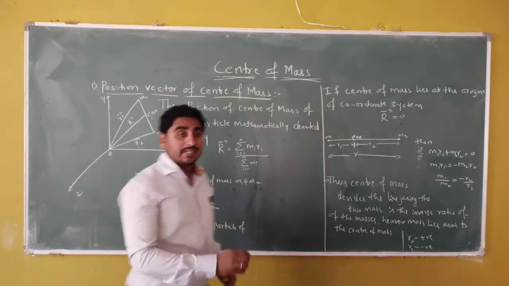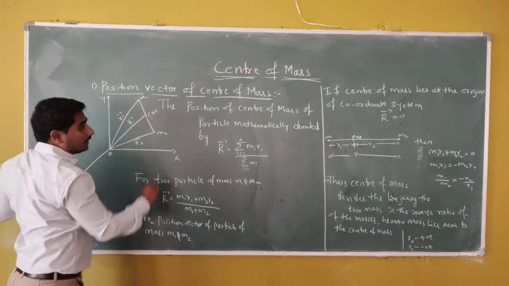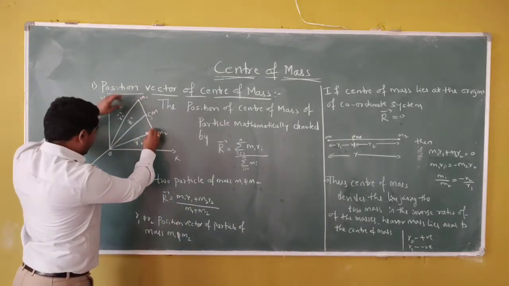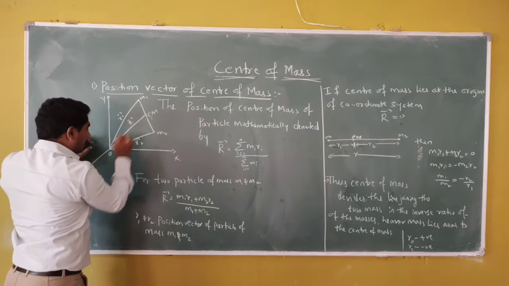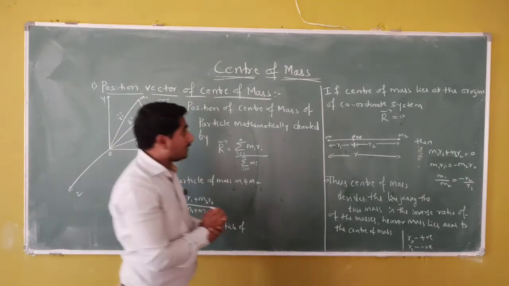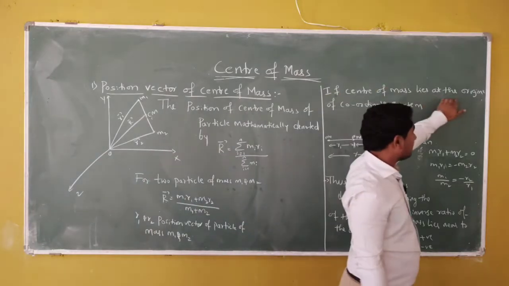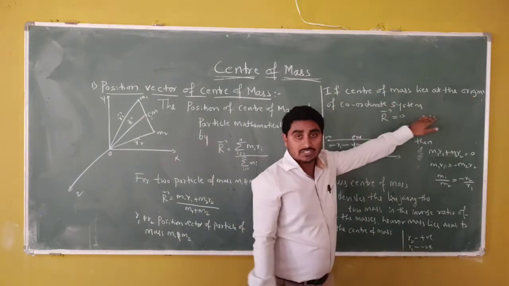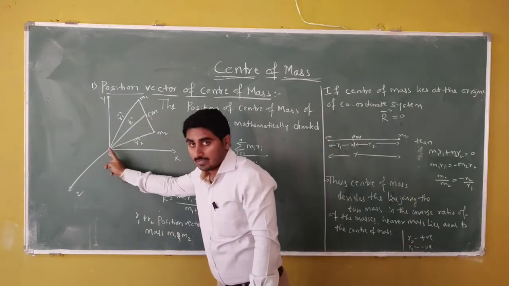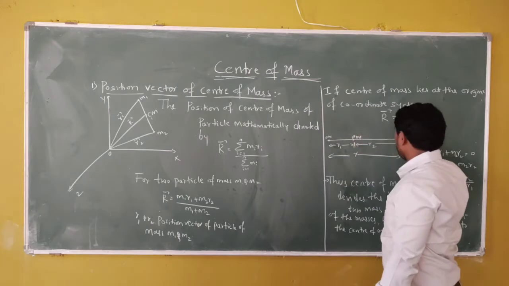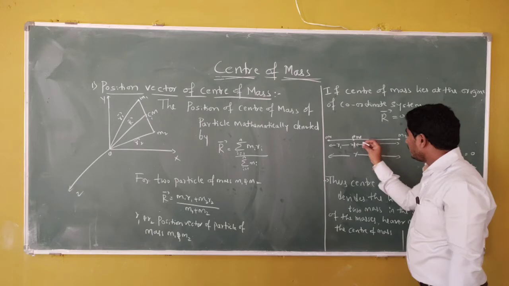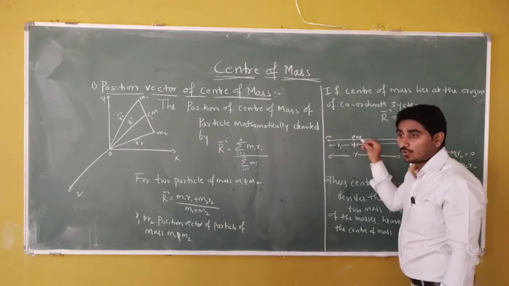If the center of mass lies at the origin, meaning I take this whole system with the center of mass at the origin, then the coordinate of the system, r, becomes 0. Here I have taken one more diagram with masses m1 and m2, where the center of mass is the origin.